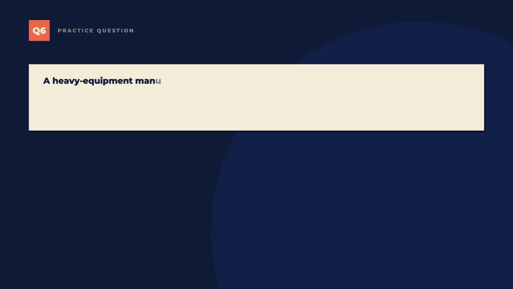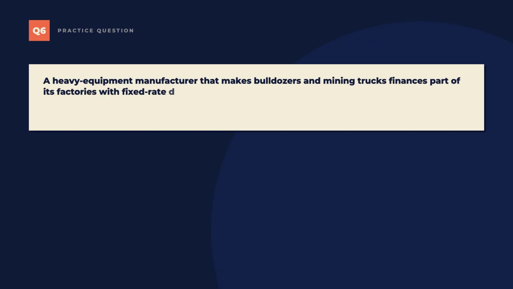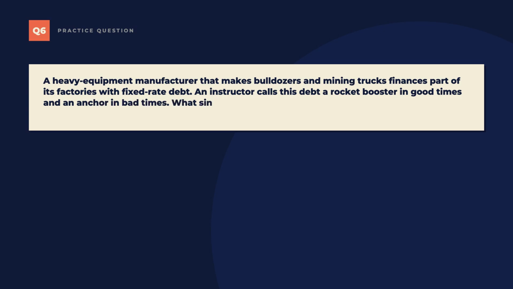Question 6. A heavy equipment manufacturer that makes bulldozers and mining trucks finances part of its factories with fixed rate debt. An instructor calls this debt a rocket booster in good times and an anchor in bad times. What single feature of the debt makes both halves of that statement true?